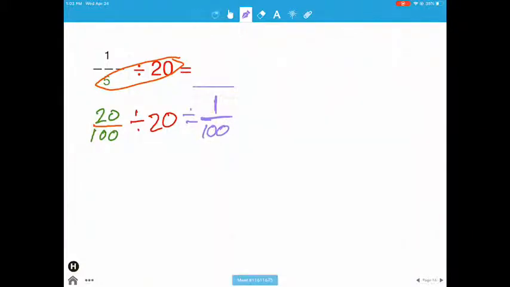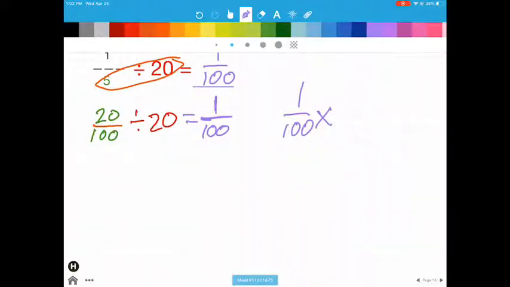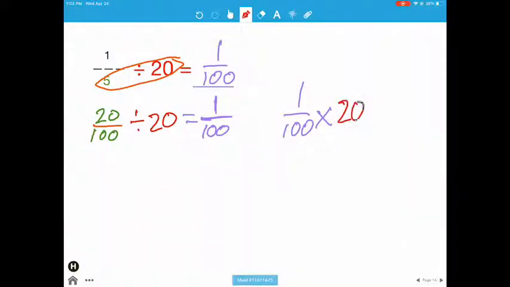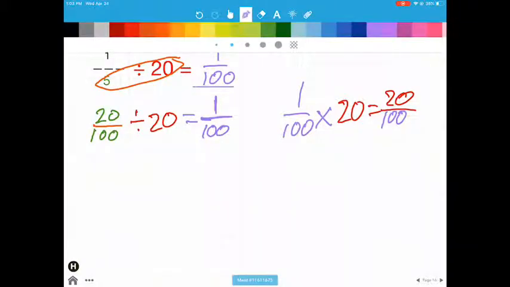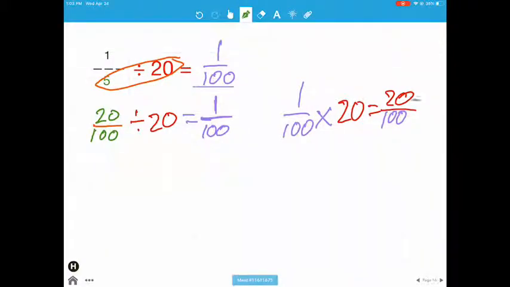1/100ths. And again, we'll multiply and get 20 hundredths. And if we divide that by 20, because they can both be divided by 20, we're going to get 1/5. So we have a check. It's the same as what we started.